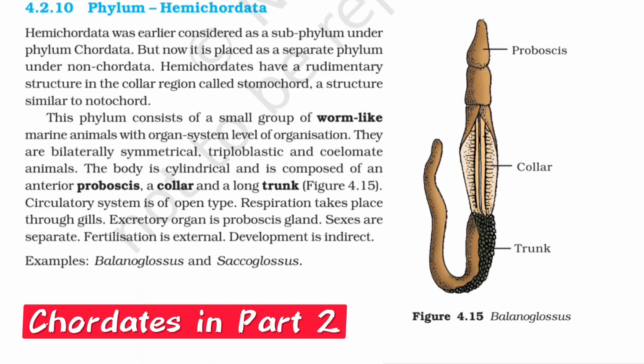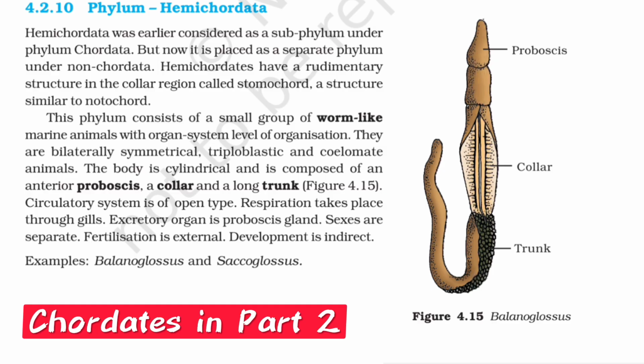4.2.10 Phylum Hemichordata. Hemichordata was earlier considered as a subphylum under phylum Chordata, but now it is placed as a separate phylum under Non-Chordata. Hemichordates have a rudimentary structure in the collar region called stomochord, a structure similar to notochord. This phylum consists of a small group of worm-like marine animals with organ system level of organization. They are bilaterally symmetrical, triploblastic and coelomate animals. The body is cylindrical and is composed of an anterior proboscis, a collar and a long trunk, figure 4.15.